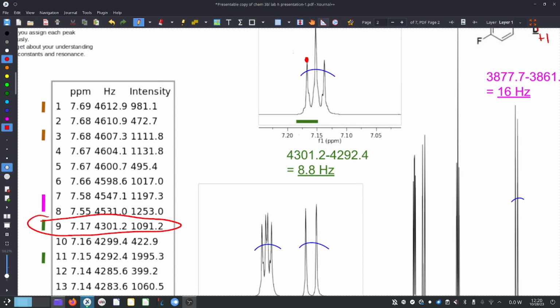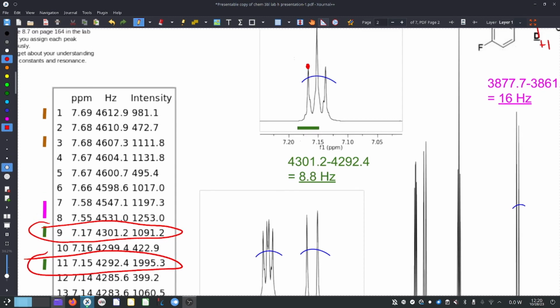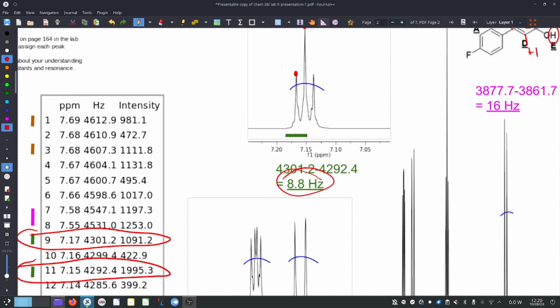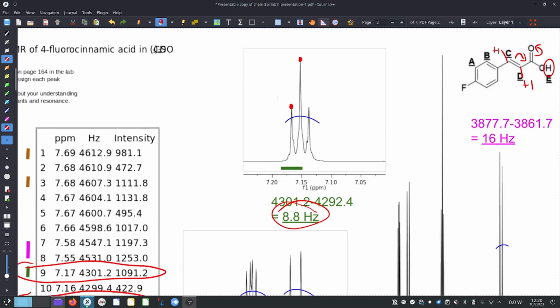Right, they're both around 7.15 ppm. The middle one is exactly at 7.15. Then the one on the left is 7.17. So you'd find those two hertz values, you'd subtract them, and then you get the coupling constant from that.